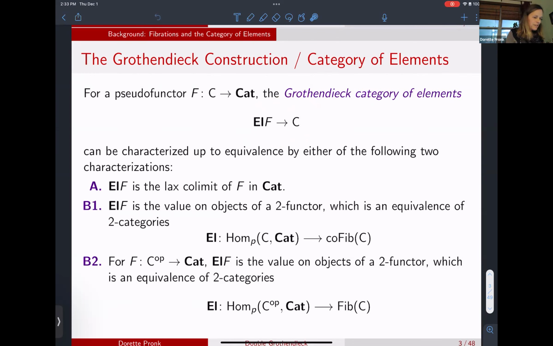I would get an equivalence with fibrations or co-fibrations. So if the functor is covariant, I get co-fibrations. If the functor is contravariant, I get fibrations. And I want to look at both aspects today, both the lax colimit aspect and the fibration aspect, but now for double categories.